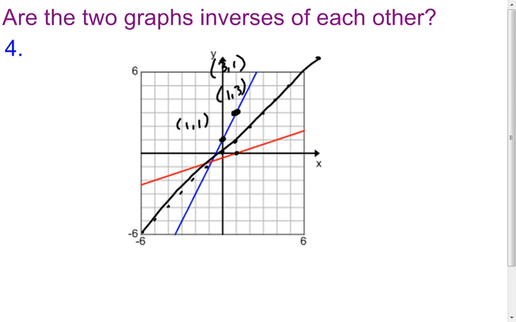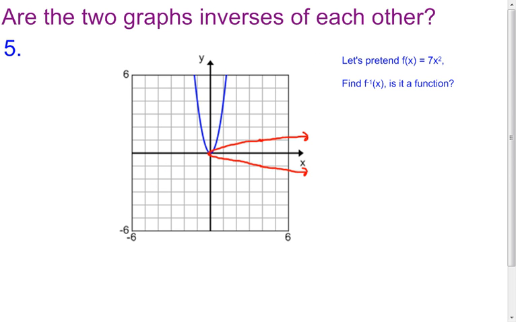So now I'm going to the red line, and (3, 1) is right here, and that is not on the red line. And if you fold this in half across the black line, the two halves will not end up on top of each other. So nope, these are not inverses of each other.